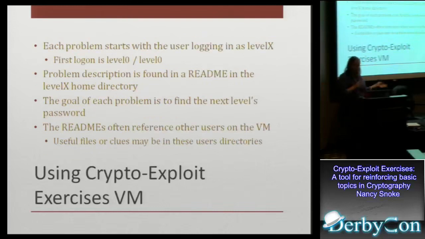So how do we use it? You start by logging into the first level, which is level 0, with the level 0 password. In each home directory for that level, you have a problem description and README. Your goal is to use the information in the README to try to find the next level's password, which will be somewhere encrypted and done wrong, of course, because if they really did good encryption, you'd never be able to get it. Then you find the next one and log on and get the next problem.